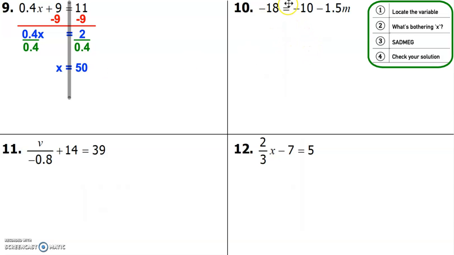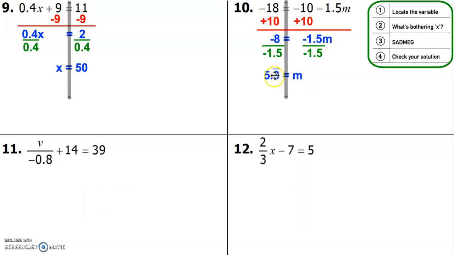Right here, I have negative 18 equals negative 10 minus 1.5 m. I split. Using SADMEG, I'm going to add 10 first. That leaves me with negative 1.5 m over here and negative 8 over here. When I divide by negative 1.5, you're not going to get a nice number here. When you divide this in the calculator, you're actually going to get m is equal to 5.3 repeating. And so you can just write it this way, or you can round and say it's 5.3.